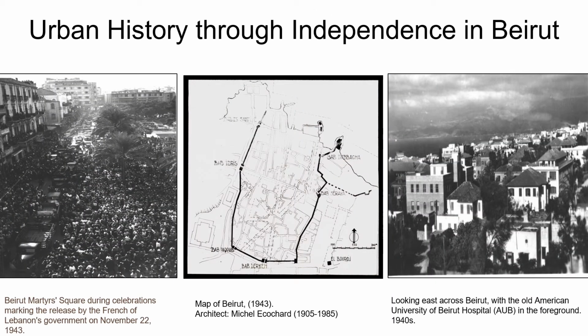This is a slide representing the urban history through independence in Beirut. Lebanon gained its independence on November 22nd of 1943. Represented in the left picture is the massive amount of people gathered to celebrate the victory and independence.